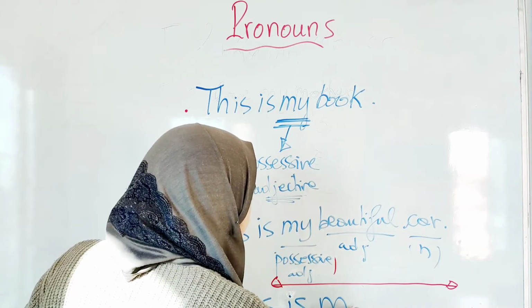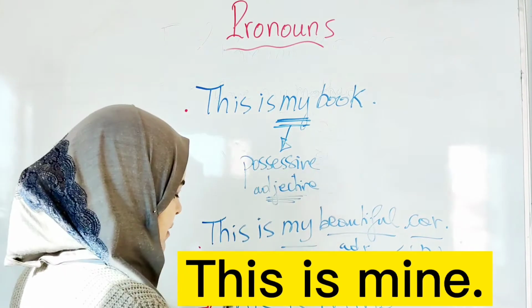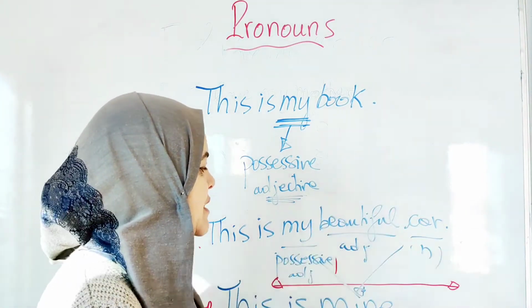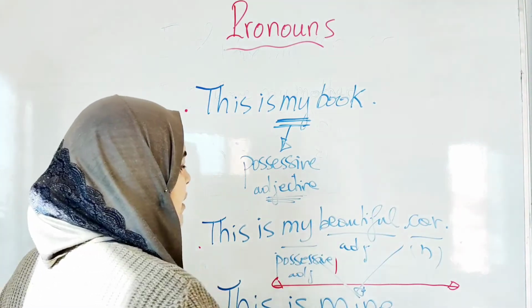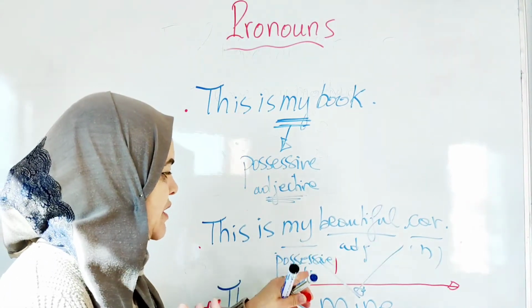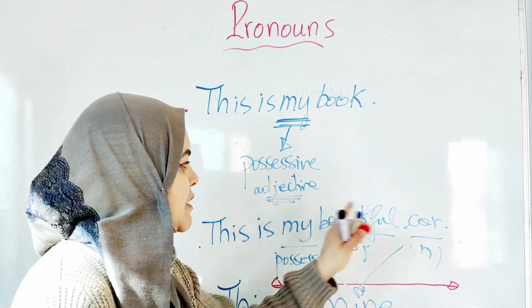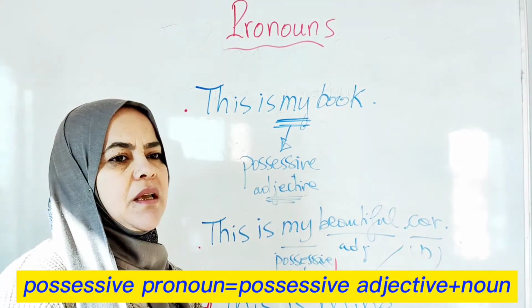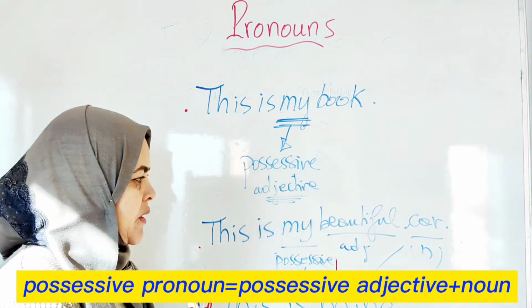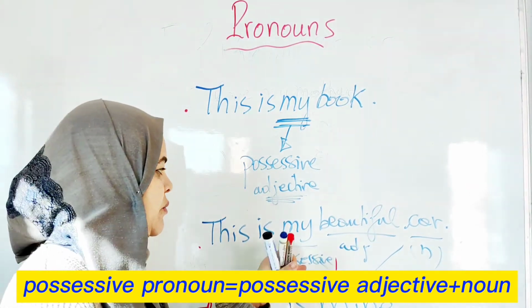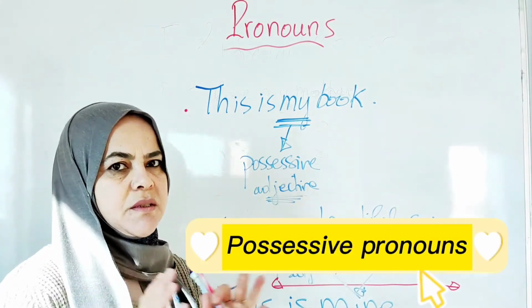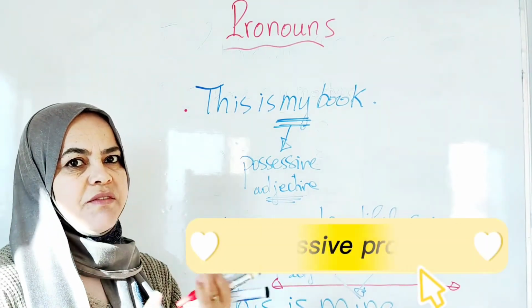We say this is mine. This is mine. Okay. Possessive adjective plus noun. This is mine. This is hers. That's the possessive. This is possessive adjective and this is possessive adjective plus noun. It's the possessive pronoun. So okay, this is possessive adjective plus noun. It's possessive pronouns. That's possessive we have seen.